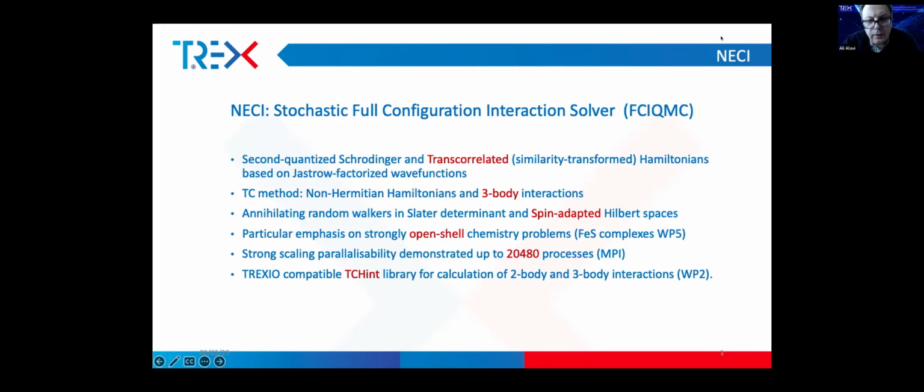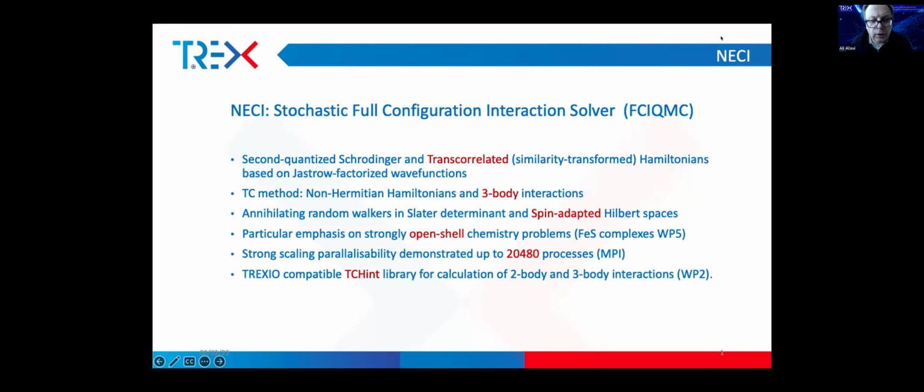Now, the thing with the transcorrelated method is that it introduces a number of complications that you traditionally don't have when you're just dealing with the Schrödinger problem. Among those complications are that the Hamiltonian that you have to handle is actually non-Hermitian, unlike the original Schrödinger problem. And in addition, you have three-body interactions as well. These are introduced through the similarity transformations. And yes, the NACI code, as we are developing it, has various ways of handling these three-body interactions as well.